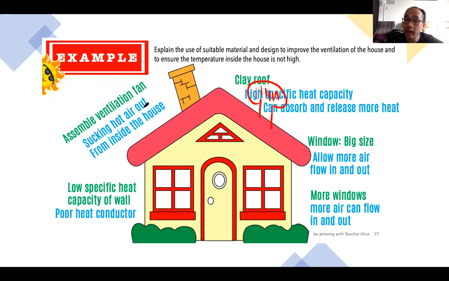It is to suck out the hot air from inside the house. So when hot air is sucked out, what is the air that is left in the house? Cold air, so it becomes cooler a lot faster. Okay, the wall should be a material of low specific heat capacity.